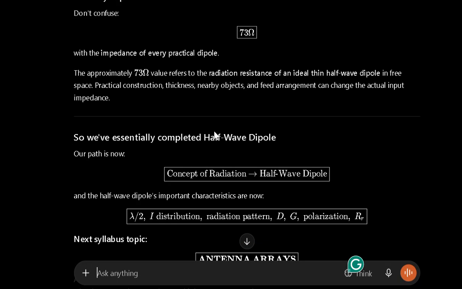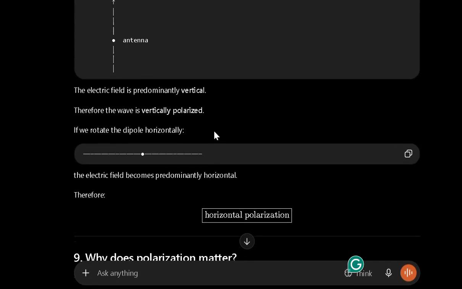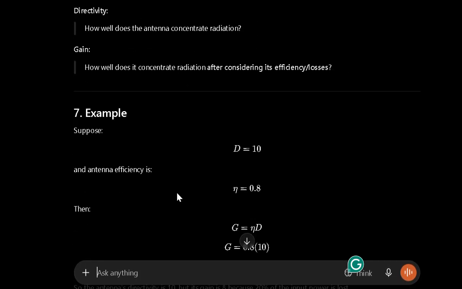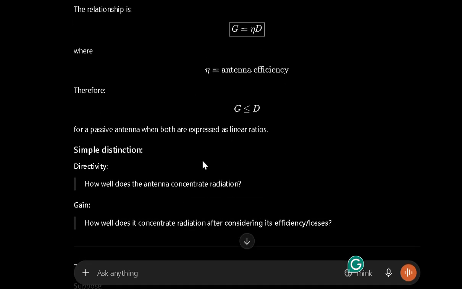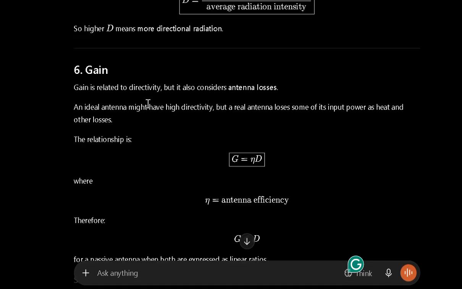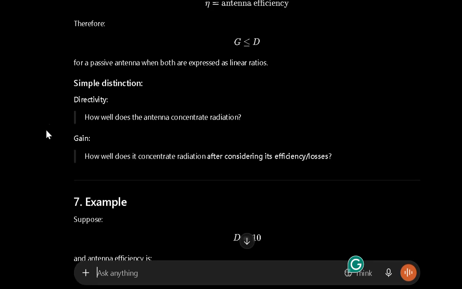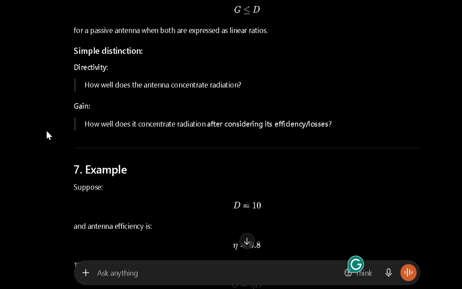We don't go deep, we'll just stay at the top. For example, G equals eta times D. This is gain. Gain is related to directivity, and eta is antenna efficiency. Simply, directivity tells how well the antenna concentrates radiation. Gain tells us how well it concentrates radiation after considering the efficiency or losses.